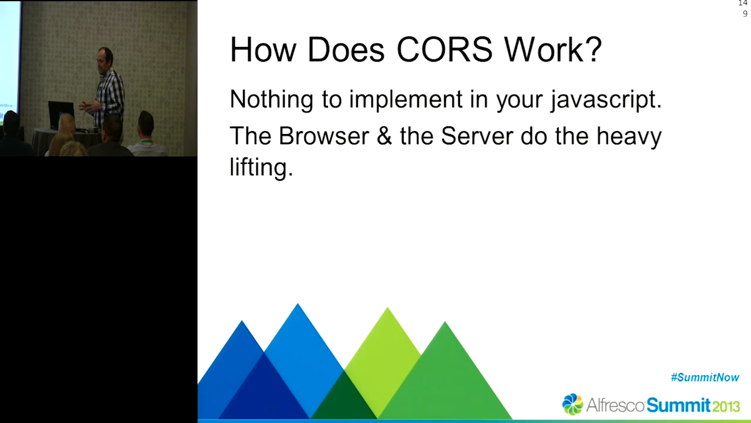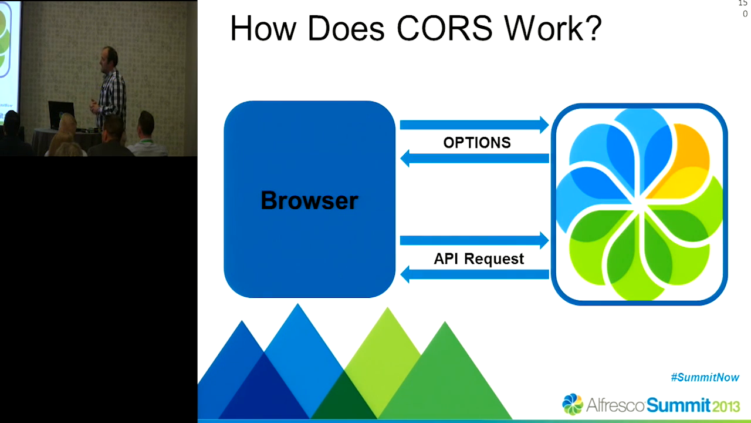They do all of the heavy lifting in this, and we're going to talk about how that happens and what you have to do in Alfresco to enable this. All right, so CORS works. In your JavaScript, the browser sees that you're making an AJAX call, and it says, all right, let me see if the application server supports this. And so it makes this options call out.